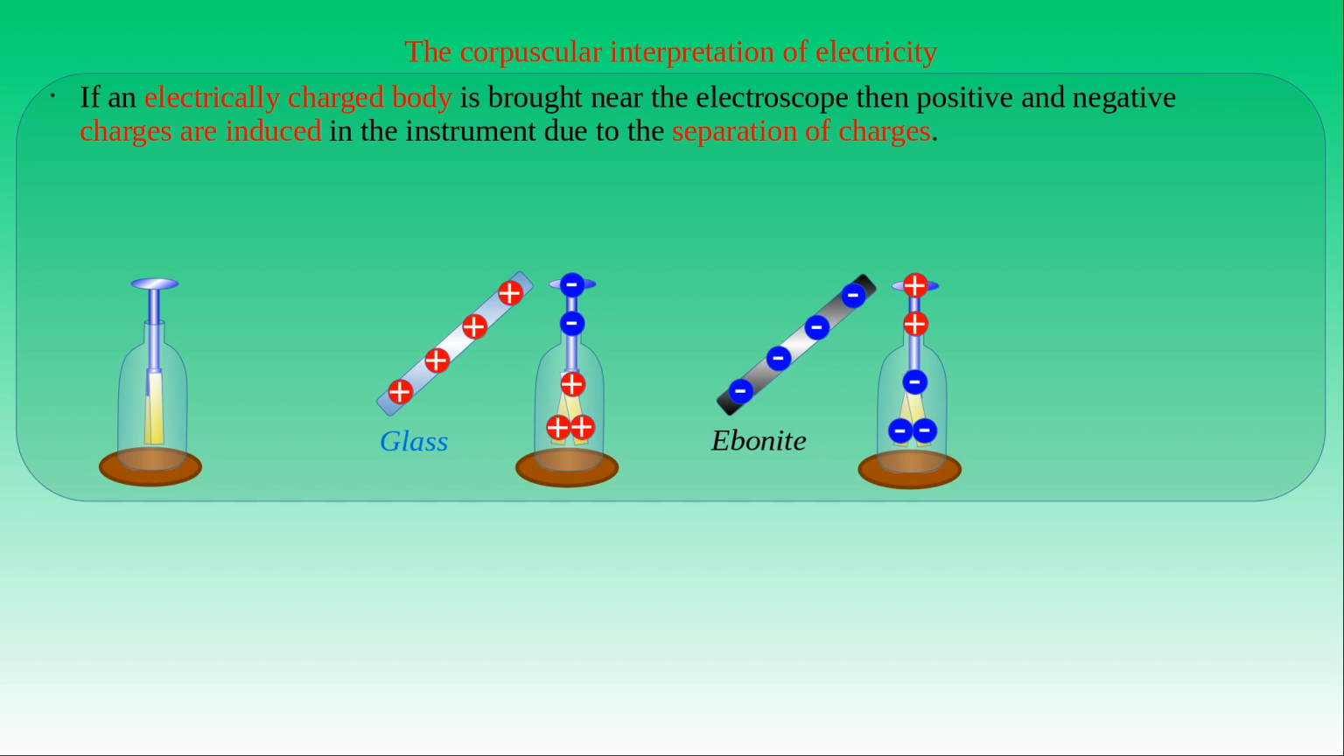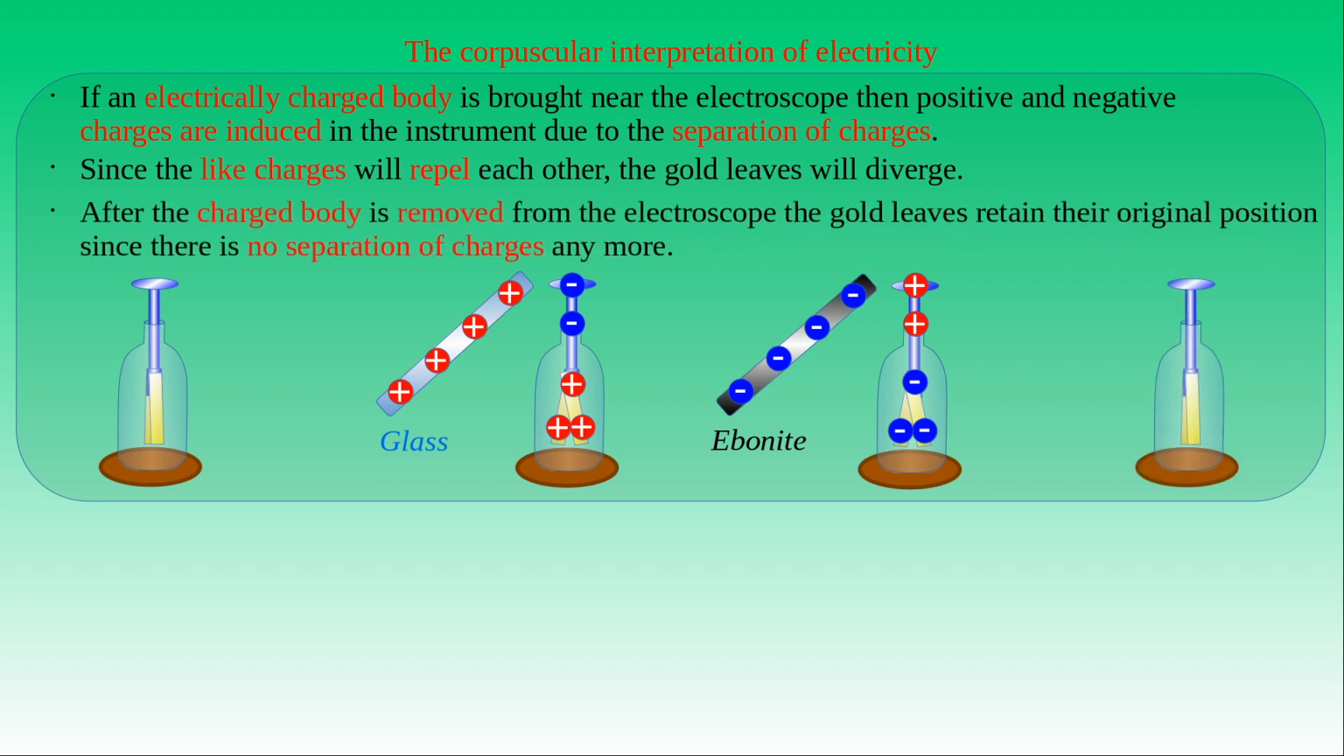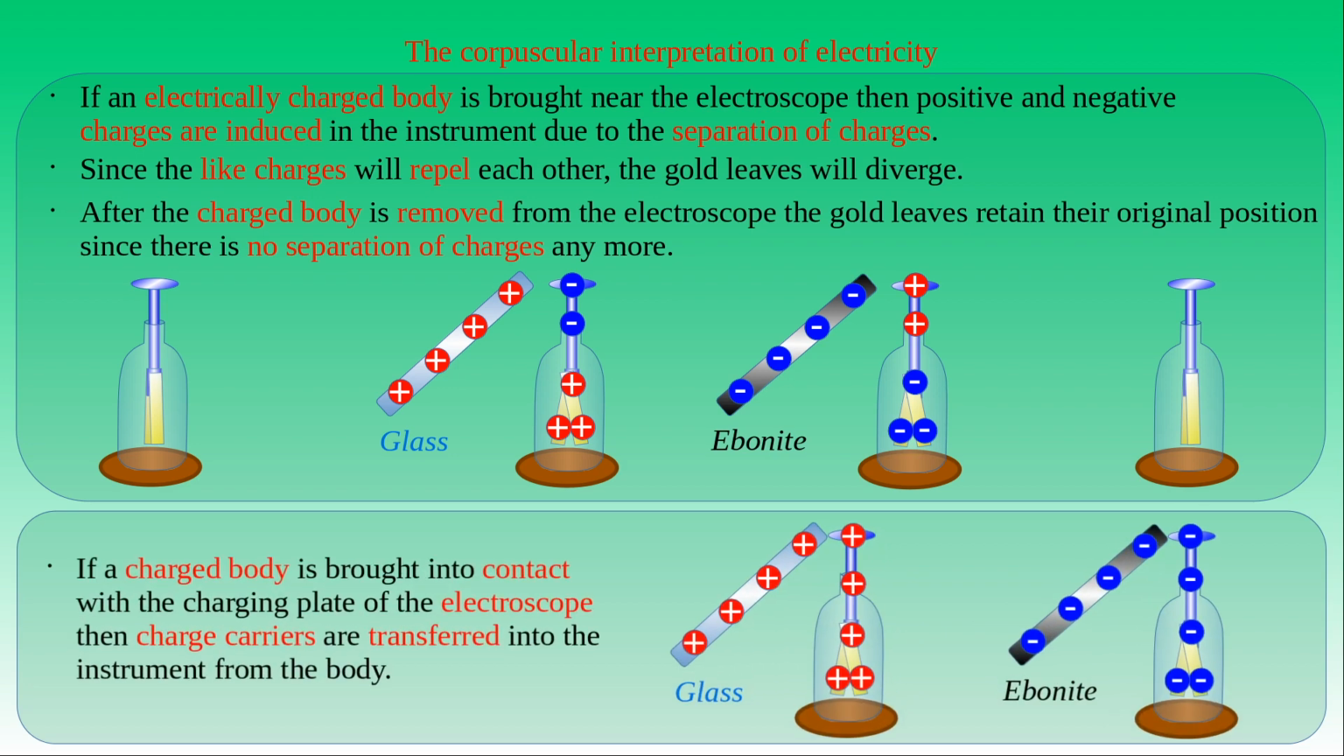Since like charges on the two gold leaves repel each other, the leaves will diverge. If we remove the charged body from the vicinity of the charging plate, the gold leaves relax. That is, the instrument has no longer induced charge. If a charged body is brought into contact with the charging plate of the electroscope, then charge carriers are transferred from the body to the instrument and it will attain the same type of charge.